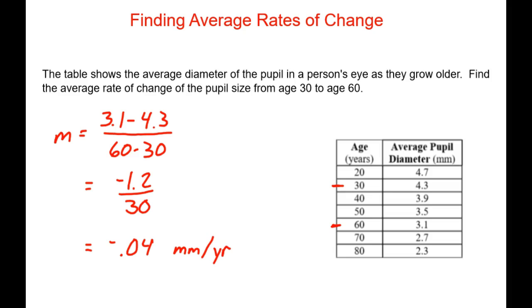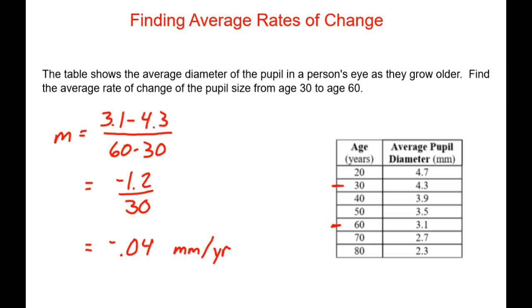Plugging in those xy ordered pairs, we get 3.1 minus 4.3 over 60 minus 30, which is negative 1.2 over 30, which you can simplify to negative 0.04. So the average rate of change from 30 to 60 years old for the diameter of the pupil would decrease by 0.04 millimeters per year.